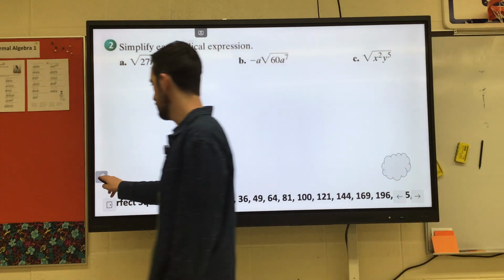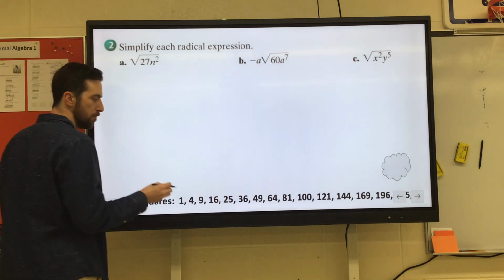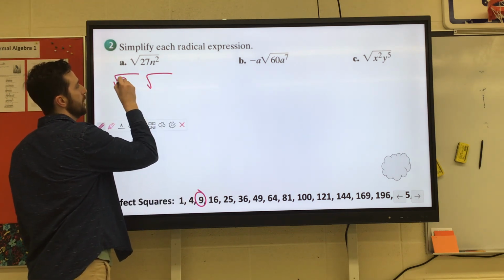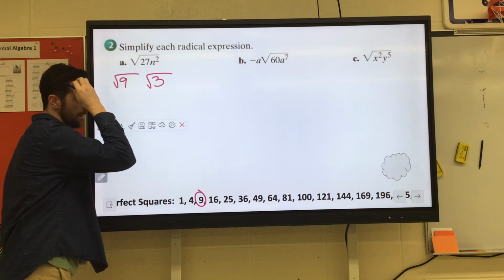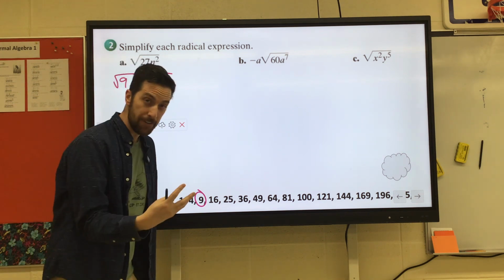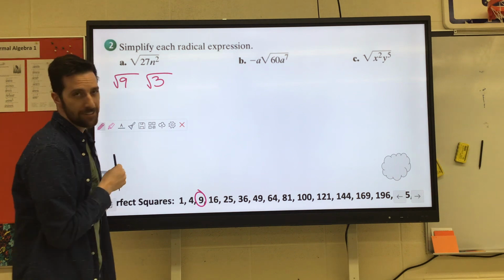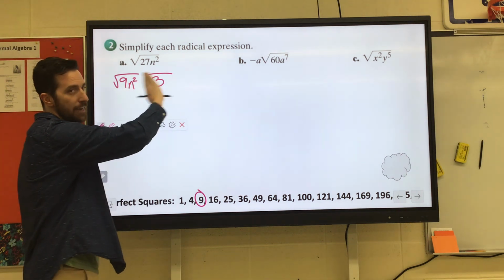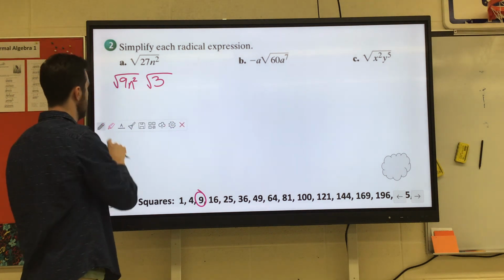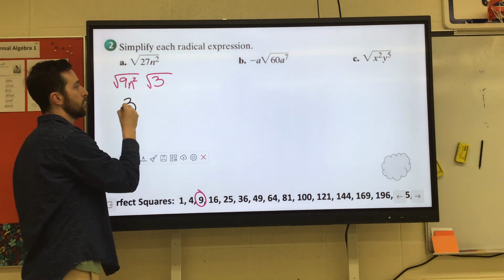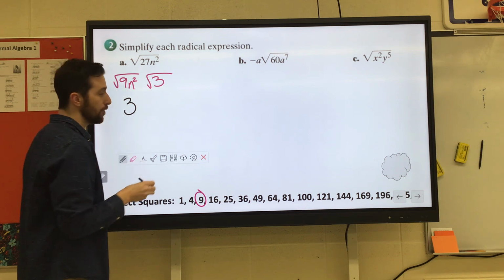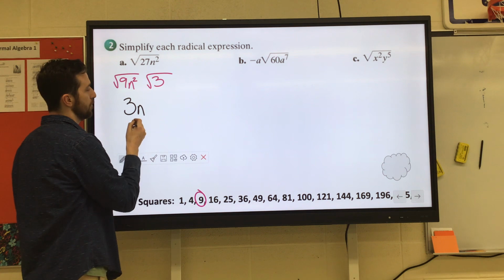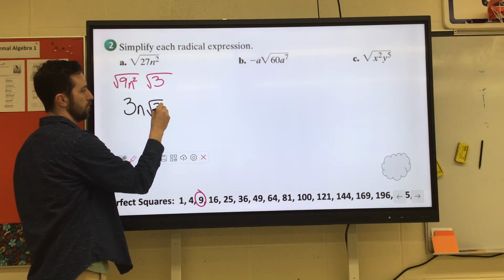27n squared. So thinking about 27, my brain jumps to 9 because I know 9 goes in there. 9's perfect, 3 is not. Now, as long as the exponent is even, it's a perfect square. So that n to the second power, that's all perfect. Chuck the whole thing over there. There aren't going to be any leftover n's. Square root of 9 is 3. Square root of n to the second is n to the first. Because again, we just divide the exponent by 2. So 3n to the first is just 3n, and then you got your root 3.